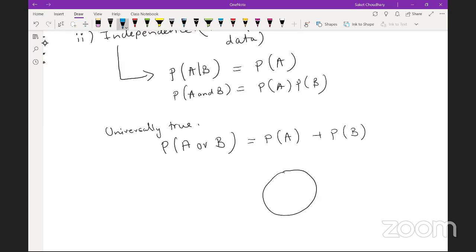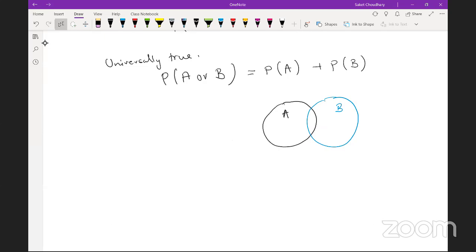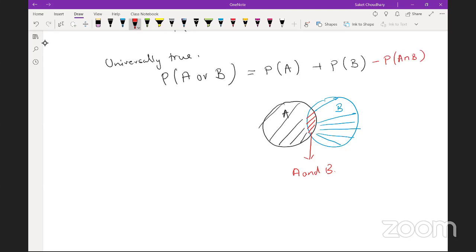So this was A, this was B. If I want to find out what A plus B is, I need this area. That's just A. This is just B. And this area in between is A and B. So what we have to do is subtract this.